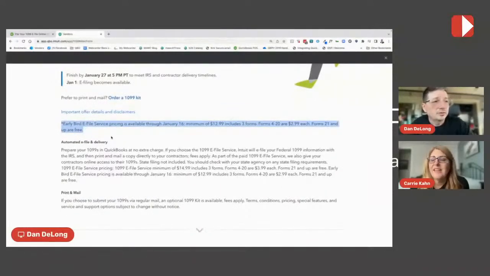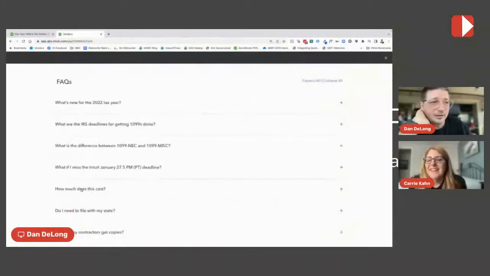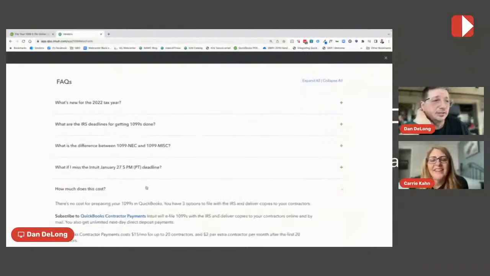Right? So if you do this before the 16th, this pricing here, don't take this for gospel, because that's what we're here to talk about. There's a lot of confusion about the pricing of this service. This says it's $12.99, includes the first three forms. Forms 4 through 20 are $2.99, and then forms 21 and up are free. That's not true, because when you go down here, how much does this cost?